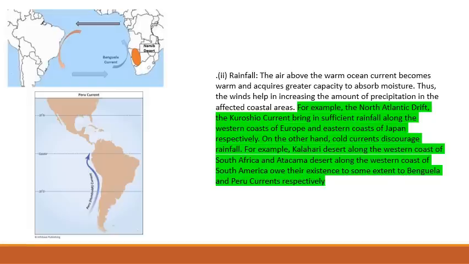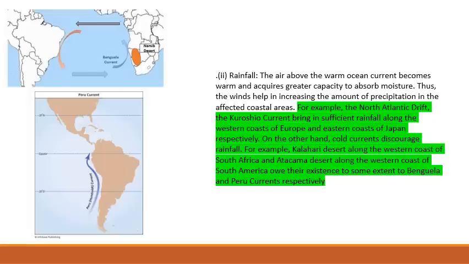On the other hand, children, if you see the location of many of the hot deserts of the world, you will see that the shores are washed by the cold ocean currents. So, the cold ocean currents have lower temperature. Obviously, the rate of evaporation will be less. The air above it will also hold less moisture. So, the cold ocean currents discourage rainfall.